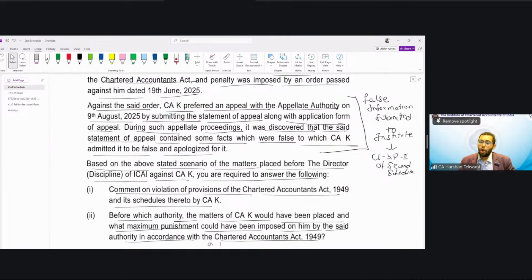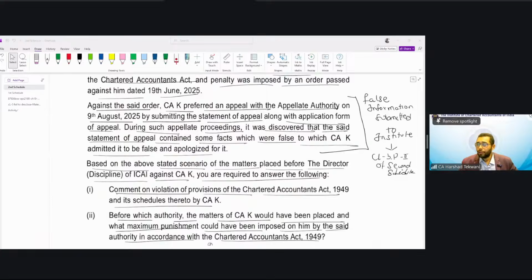So if you say Clause 3, Clause 6, Clause 4, in front of which authority will the matter go? Anyone? What is that authority in front of which the matter will go? And what will be the punishment that he will get? Very important. Because at times students remember the clauses, but they forget about the disciplinary mechanism. And the disciplinary mechanism is given on page number 19.40 of your study material. Very important chart, I would say.